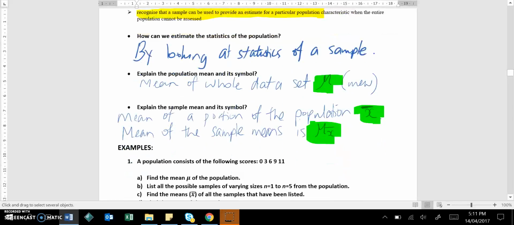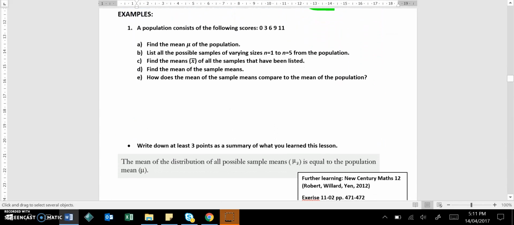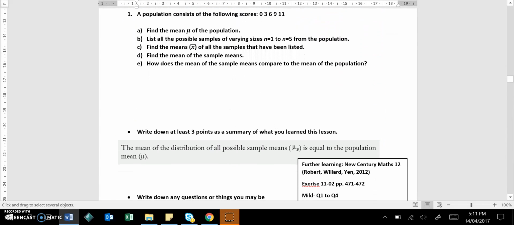Fantastic. Okay, so let's have a look at an example. These take quite a while to do, so we're just going to look at one example together and we'll see how we go. First up, population. They're telling us this whole data set is 0, 3, 6, 9, 11. So there are 5 scores there.